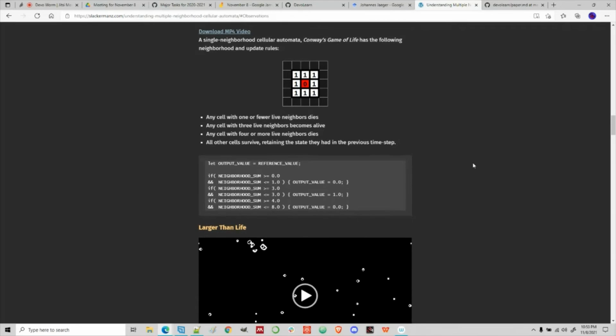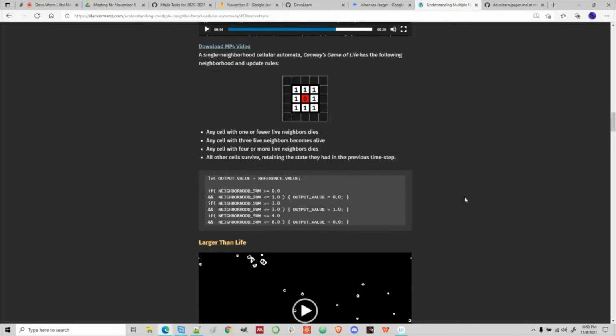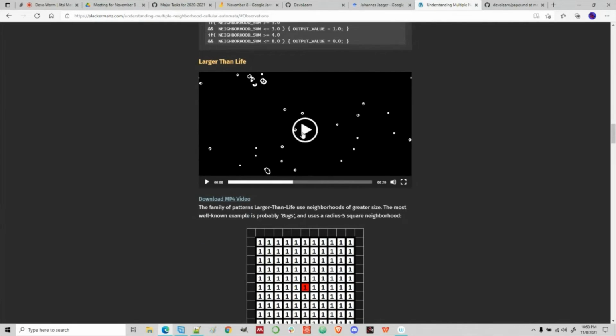So again, this resembles something like the conversion of a stem cell embedded in a tissue. Whatever its neighbors are, it takes on that state, that cell type, and if the neighbors change their identity, then the focal cell will also change its identity. So there are a lot of parallels with life in living systems here. So this is a larger than life neighborhood, and this is of course a little bit bigger.